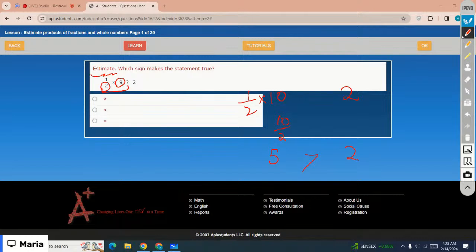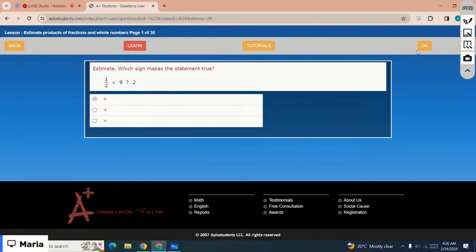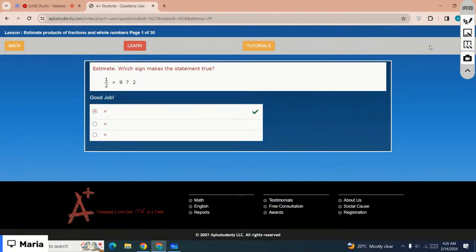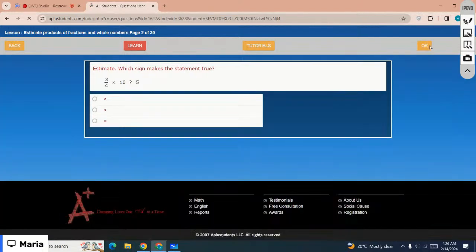Got it? Is there any question? That is, 5 is greater than 2. Got it? The correct option is greater. So basically, we have to estimate the answers. They are not the exact answers. So to find the estimated answer, we have to round off the numbers.